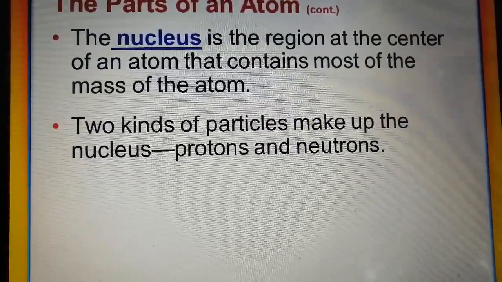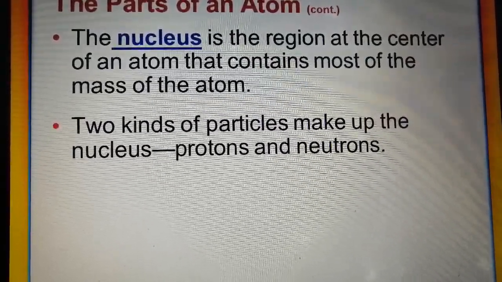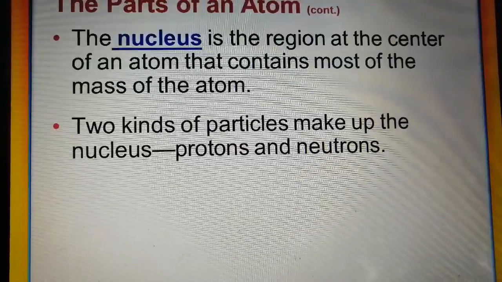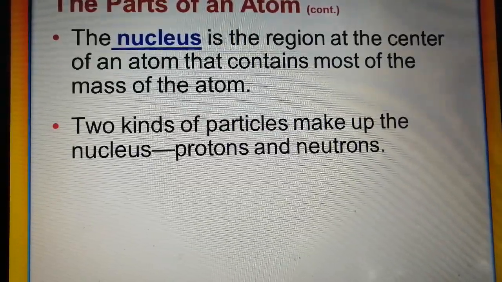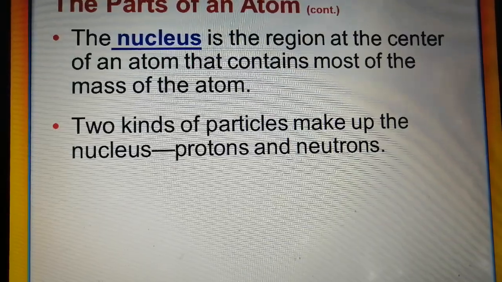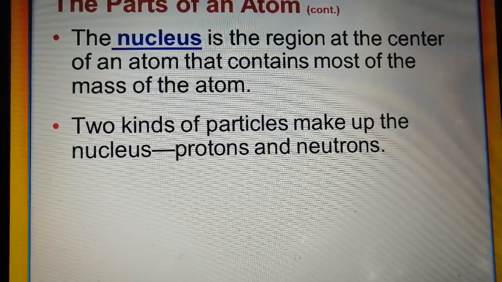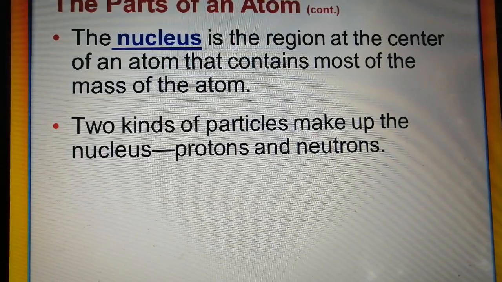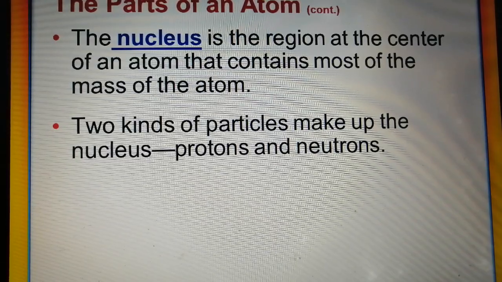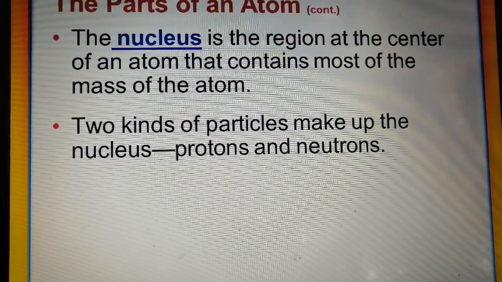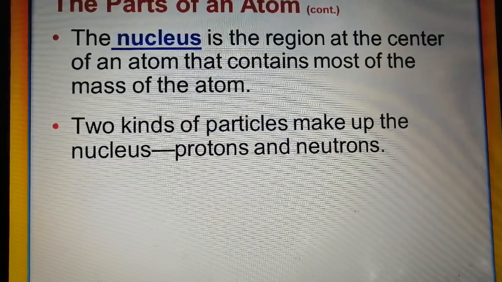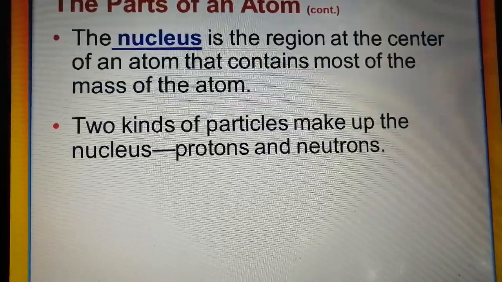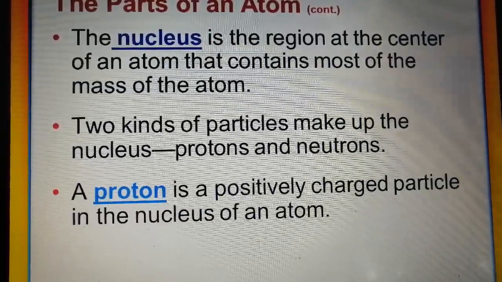So the atom is not the smallest part of matter. We have other particles that are smaller than the atom. We have particles that are found inside the atom, like the nucleus. Inside the nucleus we have protons and neutrons. So protons and neutrons are smaller than the atom because they are particles found inside it. So inside the nucleus we have protons and neutrons.